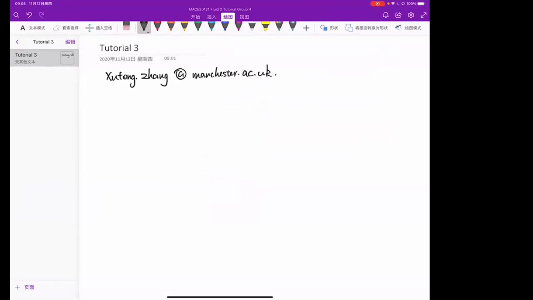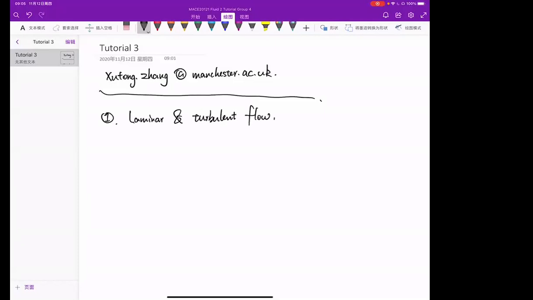Okay, so before we start, I'd like to first go over some basic concepts of this part, for pipes and pumps. The first thing, I'll just go through it according to your syllabus. The first thing is laminar and turbulent flow. The criterion is quite direct.